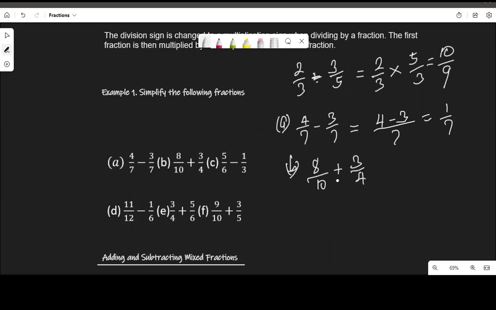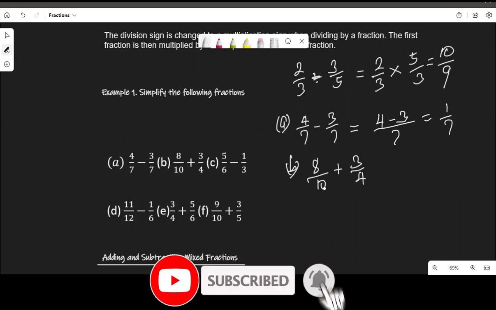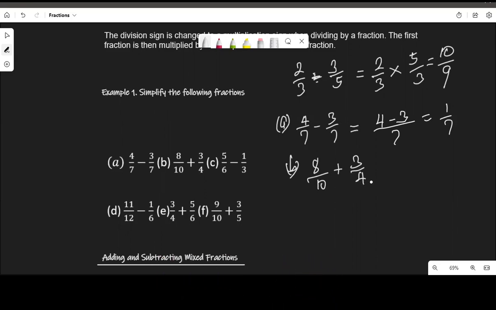Here, the denominators are not the same, so we need to make sure that the denominators are the same before we can add this fraction. And to do that, we need to look for the LCM of 10 and 4. LCM of 10 and 4 is the lowest number that can divide both 10 and 4. And that number is 20.